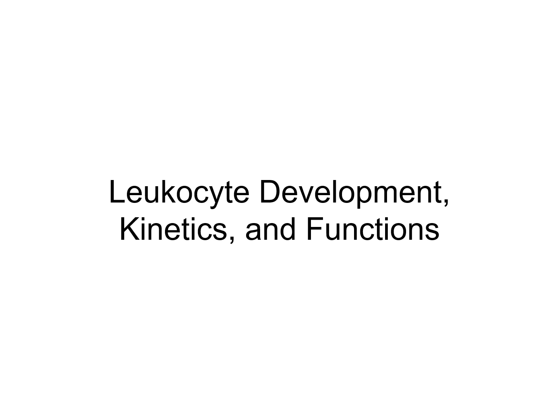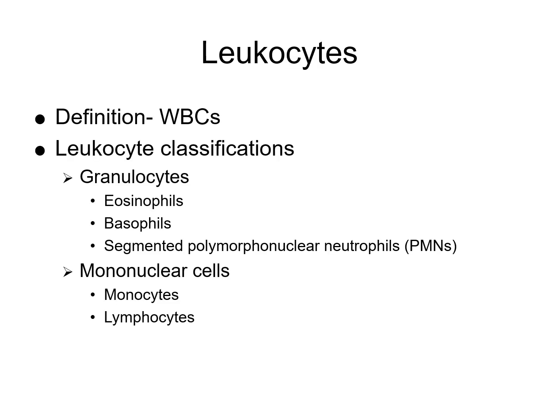Leukocyte development, kinetics, and functions. So leukocytes, by definition, are white blood cells. White blood cells are also called leukocytes. They are the immune cells responsible for defending the body against infections, foreign substances, and abnormal cells. They circulate in the bloodstream and lymphatic system and can migrate to tissues where they are needed.